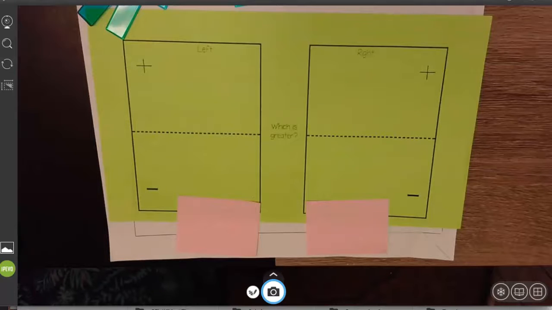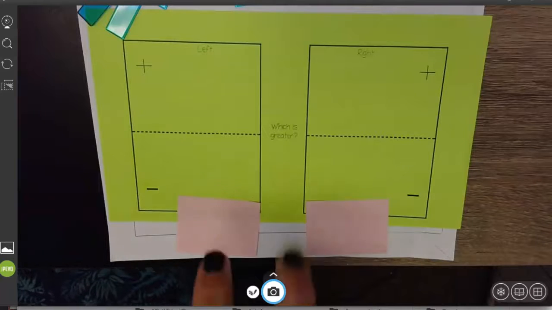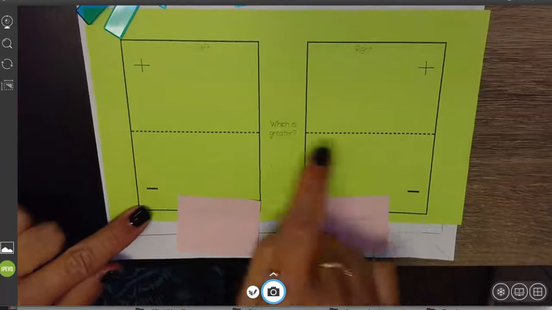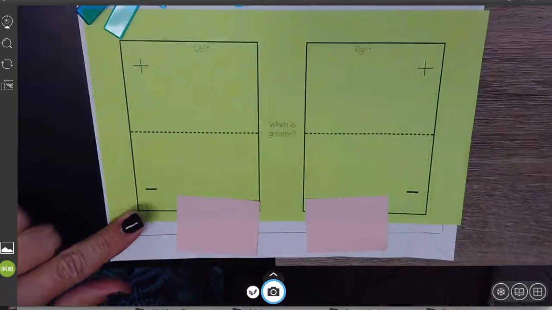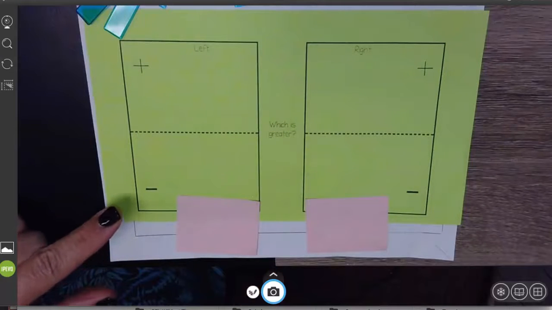Okay, so for problem 2-47, now we're going to use what's called a comparison mat. You can find this on your eTools. When you go to backgrounds, you open up tiles, you go to backgrounds, and you're going to choose expression comparison mat. It's just going to have two of your expression mats, but they'll be labeled left and right. This is what we will use for the next couple days.